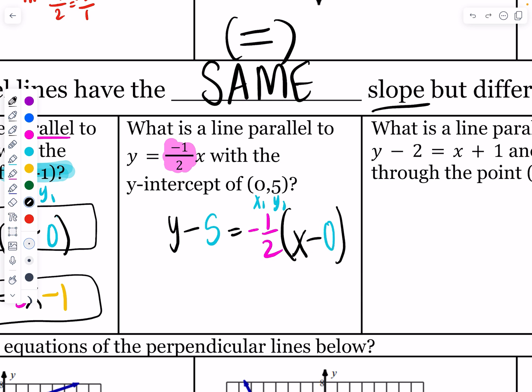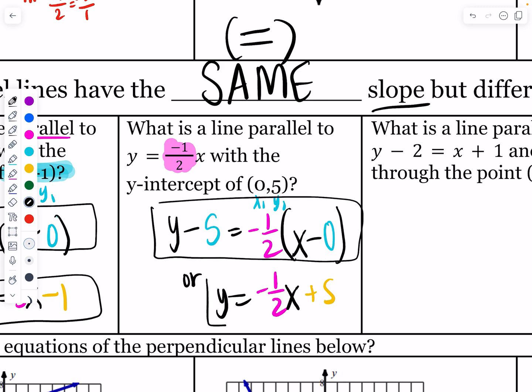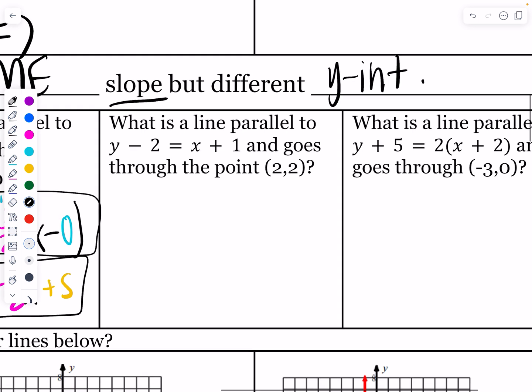If you did it in slope-intercept form, it's going to be y equals same slope, negative 1/2 x. And then what is your y-intercept? It's a positive 5. So again, point slope form, slope-intercept form. I don't care which one you do. What is a line that's parallel to this one?